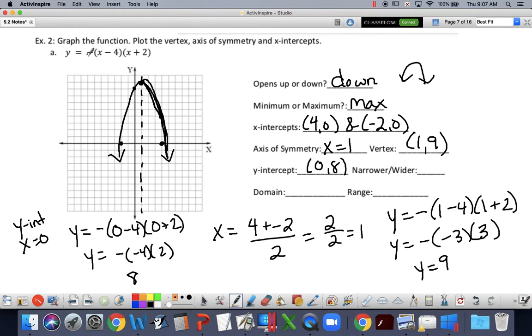My a value at the front is -1. Remember, if your a value is 1 or -1, it's going to have the same width as our parent function, y equals x squared. My domain always goes from negative to positive infinity. And in this case, my range, since it opens down, goes from negative infinity up to 9.